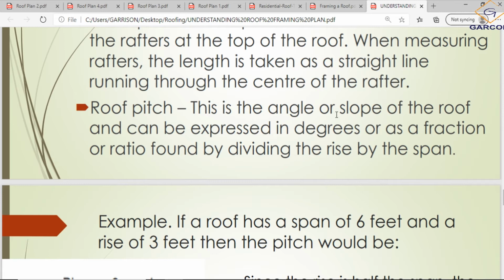Roof pitch. This is the angle or slope of the roof and can be expressed in degrees or as a fraction or ratio found by dividing the rise by the span. In our previous video I talked about 3 into 12 or 3 over 12, same thing. You can express it in degrees, like 30 degree slope or 45 degree slope, or as a fraction. Americans express it as a fraction: 7 over 12, 9 over 12, 3 over 12. But in Jamaica, we generally use degrees: 20 degrees pitch, 10 degrees pitch, 45 degrees pitch. You can basically use a square or a bevel and measure it.